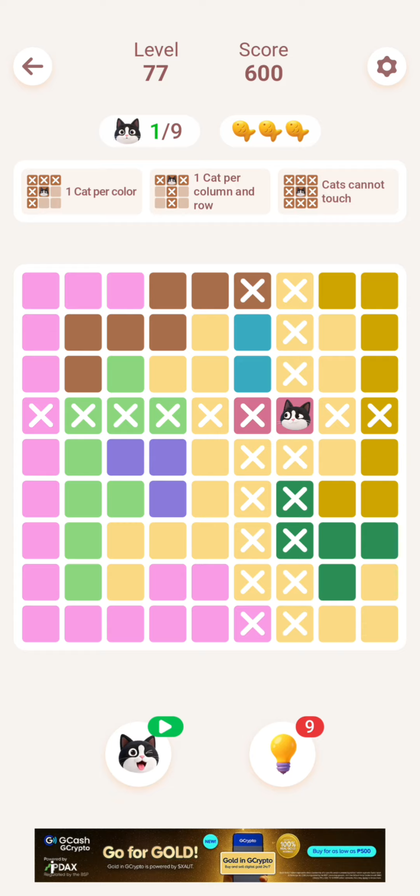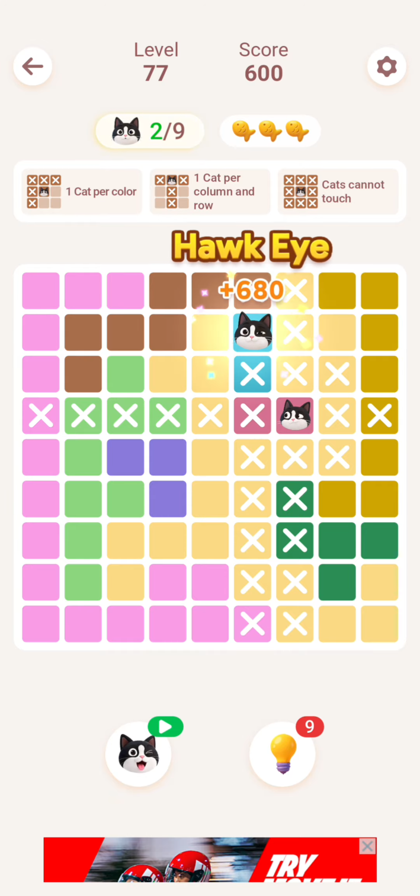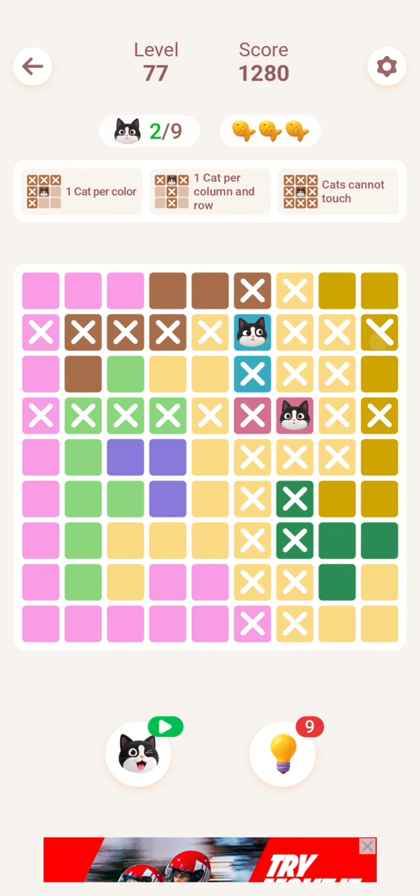Then we cross out the column. The row has been crossed out already. We cross out adjacent cells. Then with that we have a resulting single color blue. We place our second cat there. We cross out the row, then we cross out the adjacent cells.